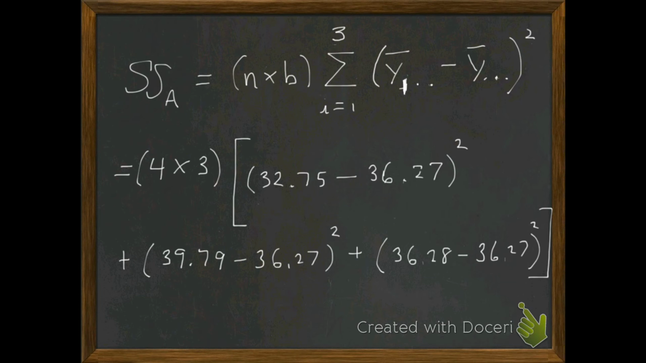Have fun with that. Sum of squares for B. How are we going to do sum of squares for B? Well, it's just going to be n times A.